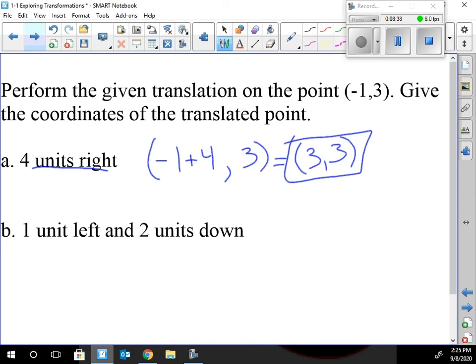Let's go through this one together. I'm taking the same starting point, and I'm going 1 unit to the left. This is left, and means I subtract 1. Then I'm going 2 units down. Since it's down, I subtract 2. Now I do -1 minus 1, which is -2, and 3 minus 2, which is 1. That's my point.